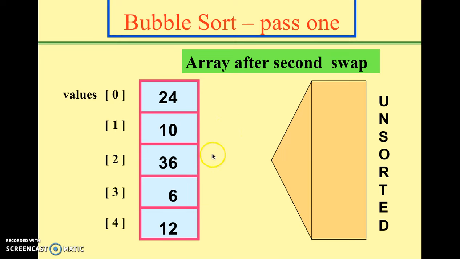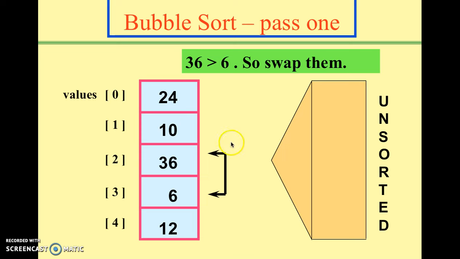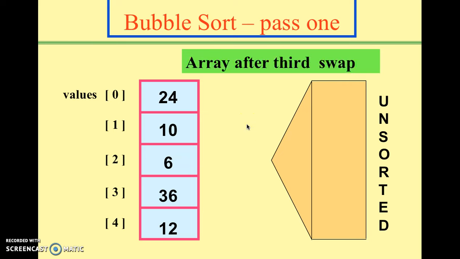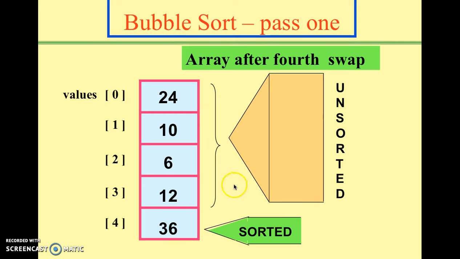Okay, we keep going. Then we compare 36 and 6. Well, again, 36 is larger than 6, so we need to swap them. And after the third swap, the array will look like this. And then we compare 36 and 12. So 36 is larger than 12, so we swap them again. And as soon as that happens, the largest value in the array has bubbled to the last element in the array. And in a way, we have formed a sorted portion. And notice our unsorted portion got reduced by 1.